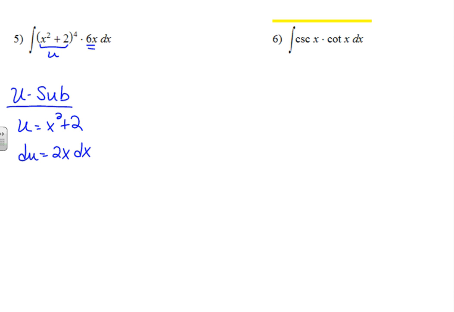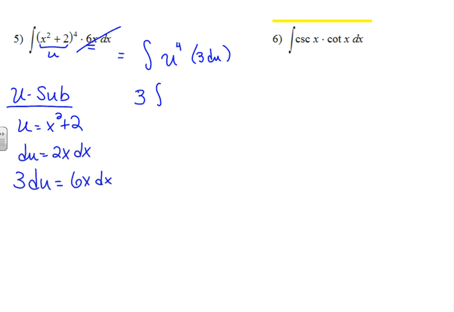Checking back up here, I really need 6 of those, so let's introduce a multiplier of 3. Multiply both sides by 3 to be fair. And we have 3 du is equivalent to a 6x dx. Back to our integral. We have the integral of u raised to the 4th, and 6x dx is a 3 du. So we're going to replace that with that 3 du. The 3 can come forward, and we can integrate u to the 4th du.